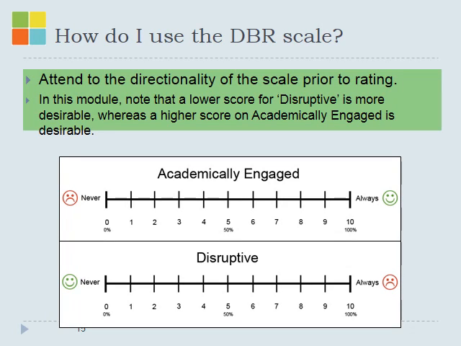Also pay attention to the directionality of the scale. For the items of academically engaged and respectful, a higher score would be a better score. That's why it points to the smiley face at the end. For disruptive, if the class has a higher score, that's actually worse. So a better class would have a lower score on the disruptive scale.